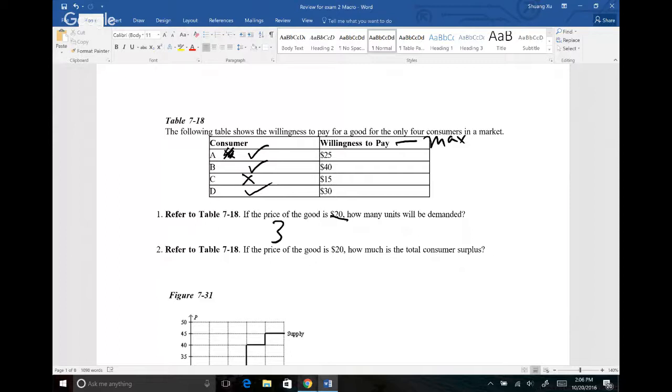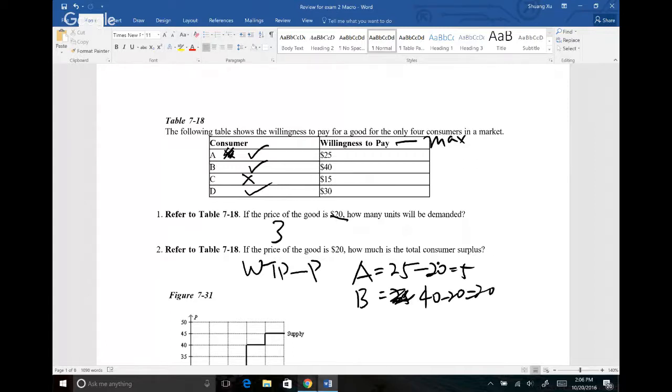To find the total consumer surplus, use each consumer's WTP minus the price they paid. That's your consumer surplus. So for consumer A, we have 25 minus 20, that's $5. Consumer B is 40 minus 20, that's a $20 surplus. And consumer D is 30 minus 20, that's a $10 surplus. So for your total consumer surplus, add everything together, that will be $35. That's your total consumer surplus.